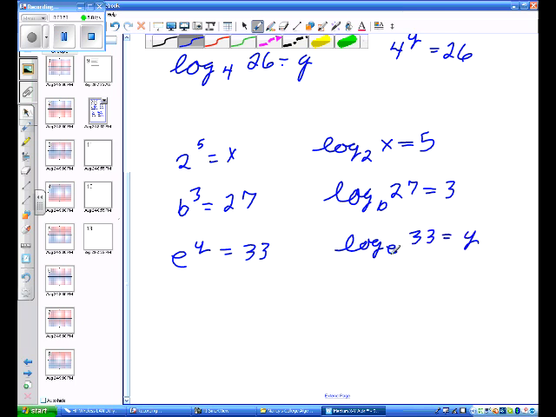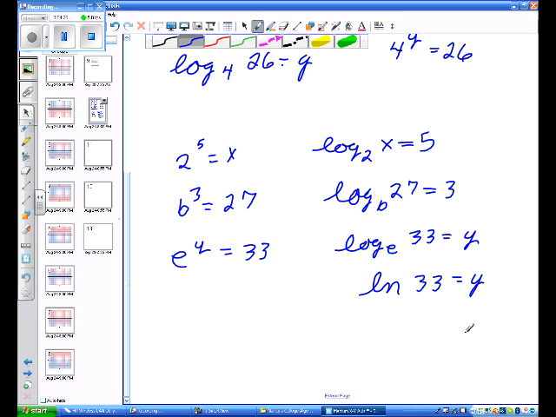Now, when our base is e, when it's the log base e, we have another way of writing that, and that's called a natural log. So you'll also see this written then, ln 33 equals y, the natural log. And when you see this, then you know that's the same as the log base e, that your base is the number e. And we'll talk about that just a little bit more.